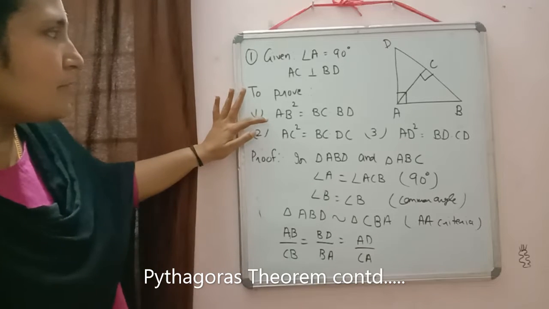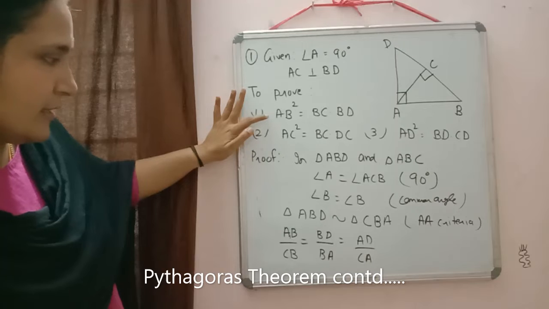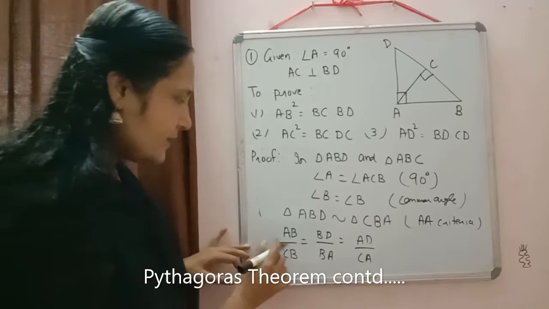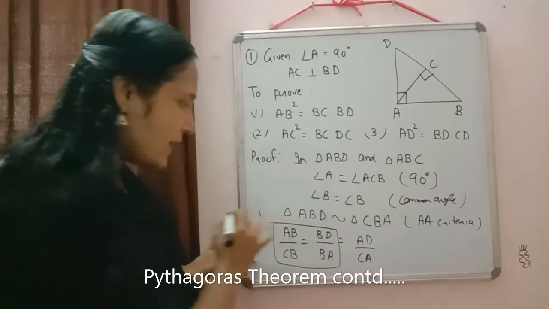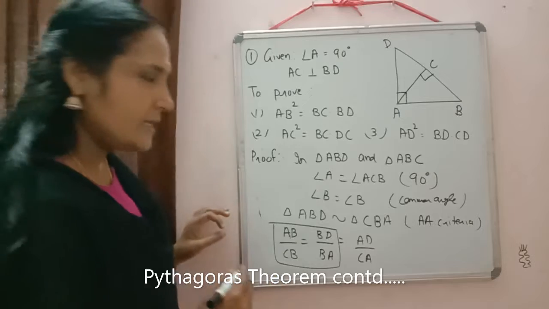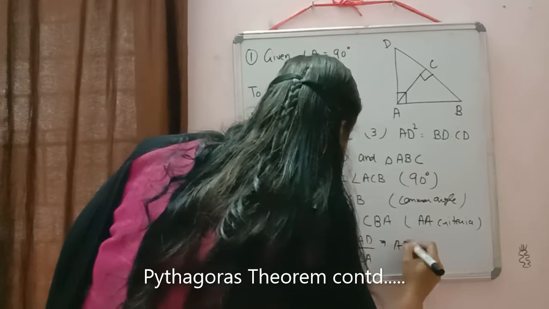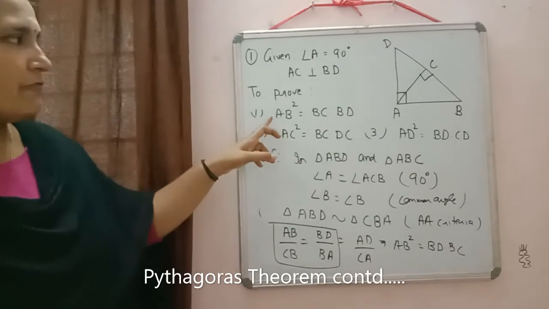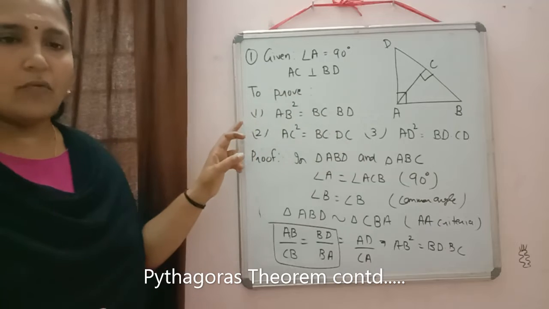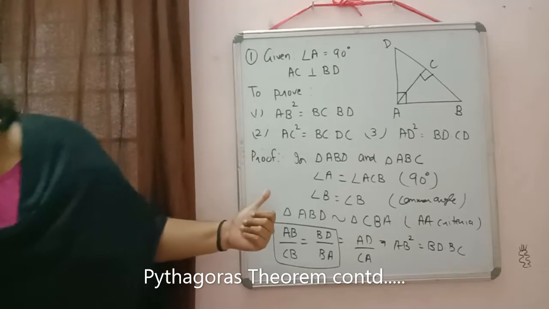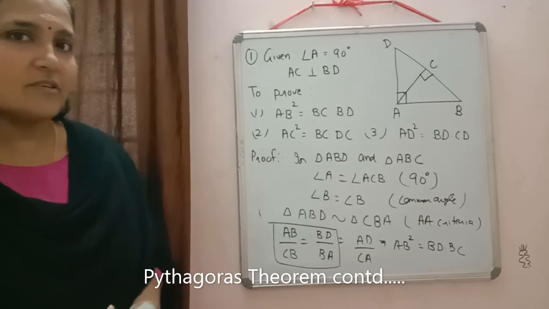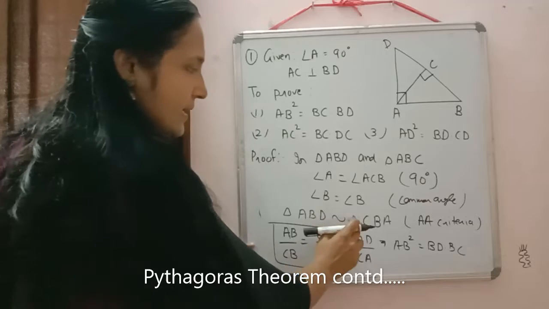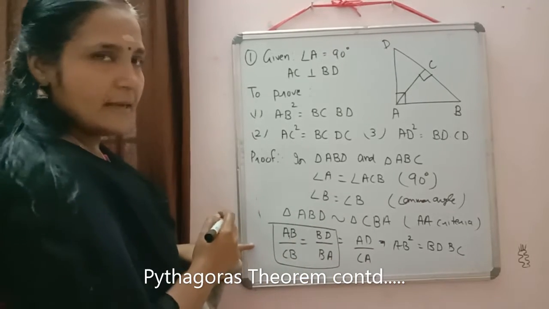Now just to check in the proof which one we need. AB square we need. So which ratios can we select so that AB square should come? Yes, the first and second. These two ratios we can select. Just do the cross multiplication. Then AB square is equal to BD into BC. That is what you have to prove. So the first part is over. Clear? This one we did when we proved Pythagoras theorem also. The same concept we used. So first we proved triangle ABD similar to triangle CBA.